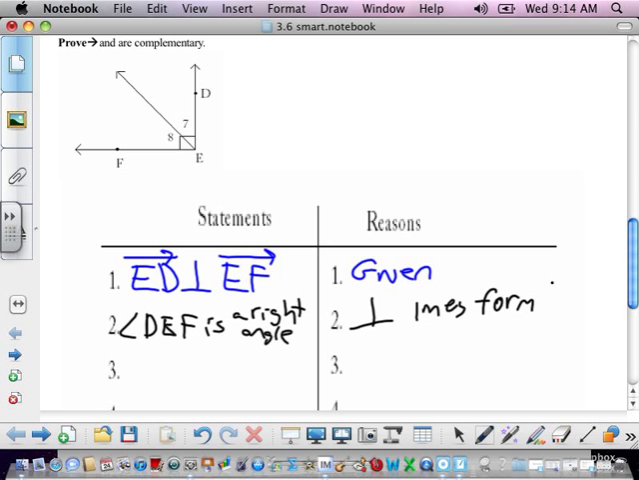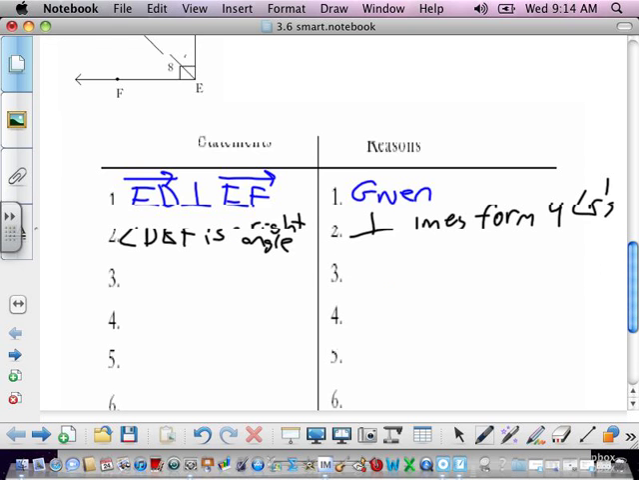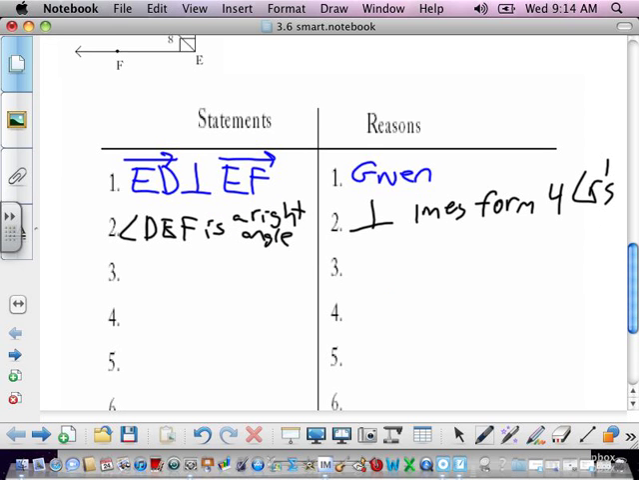form 4 right angles. The R inside the angles means right angles. From the new thing we learned today. We knew they were perpendicular, therefore we know that they're right angles. Okay? So right angle is how many degrees? Okay, so DEF equals 90. That's by definition of right angles.